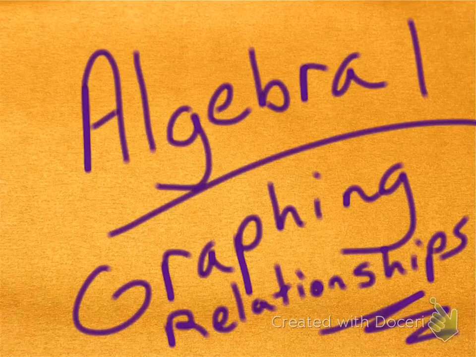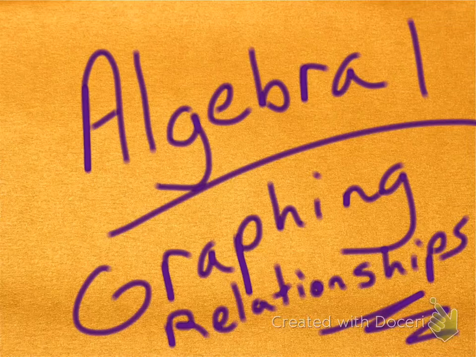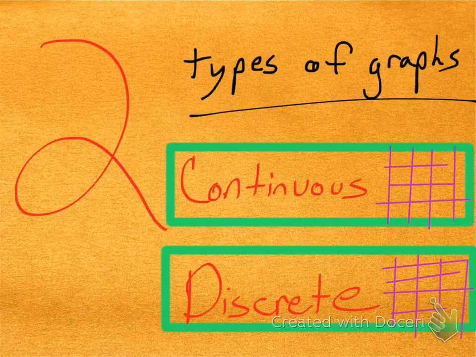Alright, algebra kids. Guess what? We're doing graphing relations. Alright, so there's two types of graphs. There's continuous and there's discrete.